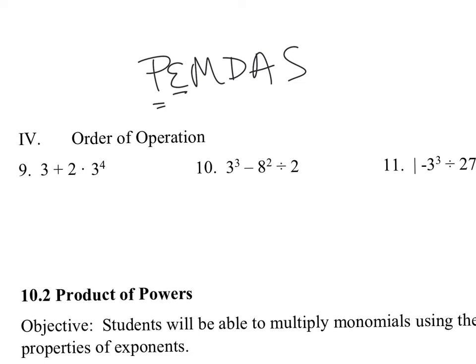Then you move on to E for the exponents. After that, it's multiply or divide, and then add or subtract. You work left to right with those two operations. So when you see number 9, you're going to do your exponent first. So 3 to the 4th power, that's what you're going to evaluate first.